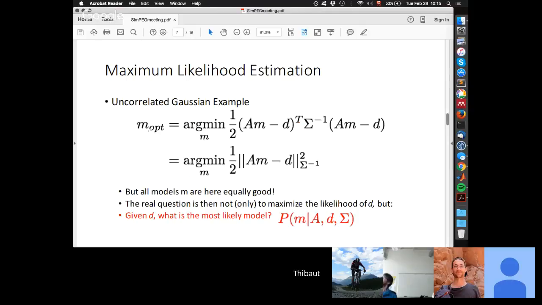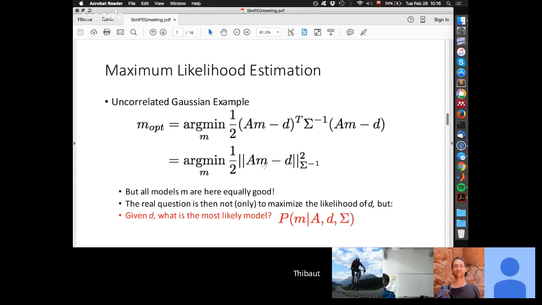That's great, and we find that if I just want to maximize the probability of the data, I get this. But the problem with that is that it tells us nothing about the model itself. Any model that minimizes this function is just as good. So that doesn't really answer our question, because our naive approach of maximizing the probability of the data is not good enough for the model.